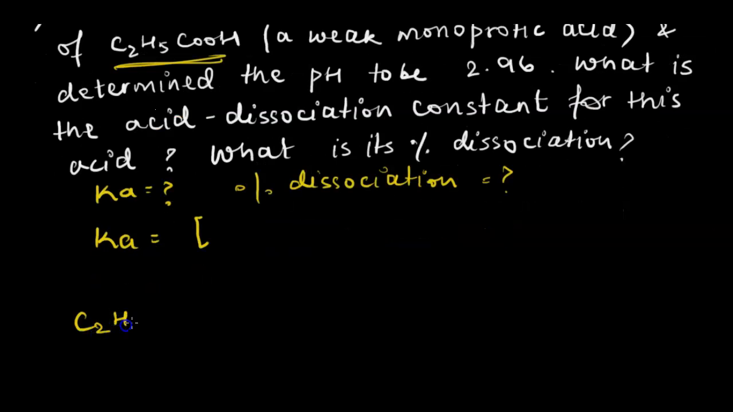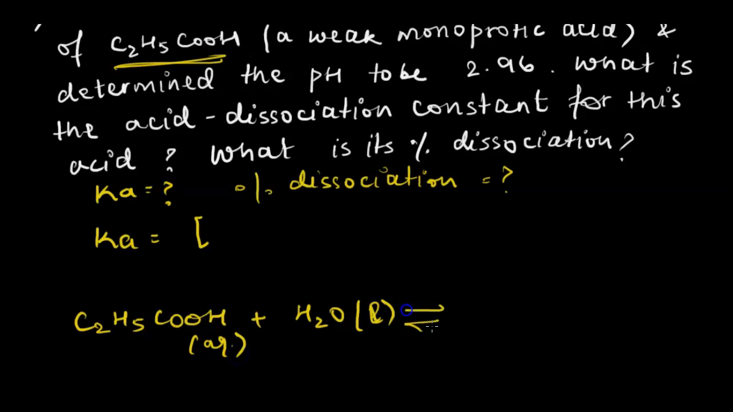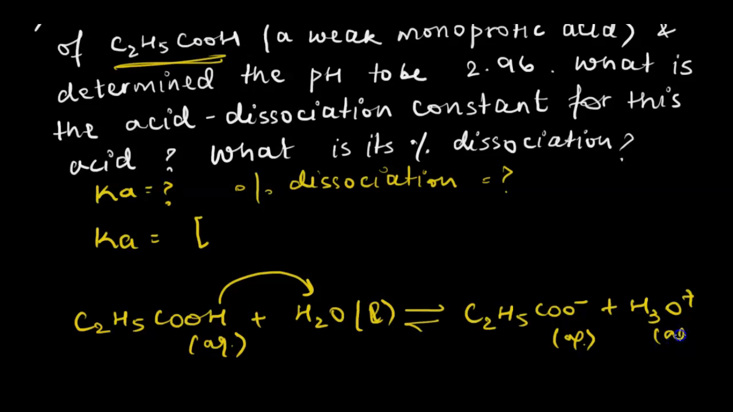We have C2H5COOH that reacts with water. State of acid is aqueous. Because it's a weak acid, it will undergo equilibrium. It would give us C2H5COO negative, because this H is going to be lost to H2O, giving us hydronium ion. The states of these are going to be aqueous.